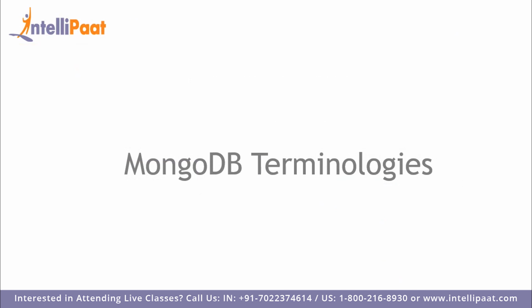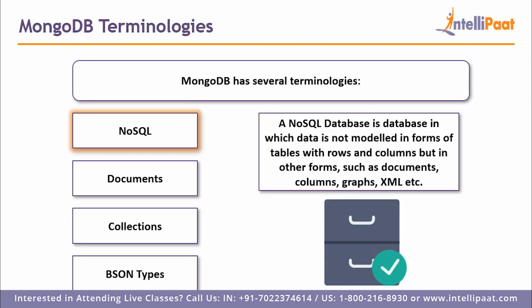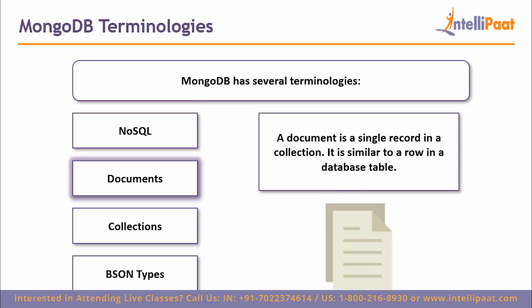Now let's look at MongoDB terminologies. MongoDB has several terminologies associated with it. So firstly, it's NoSQL. So a NoSQL database is a database that is not modeled in the form of tables with rows and columns, but in other formats such as documents, which MongoDB uses. There are other NoSQL databases that model the data in the form of columns, graphs, XML, so on and so forth. There are documents, so MongoDB stores the data that we wish for it to store in documents.